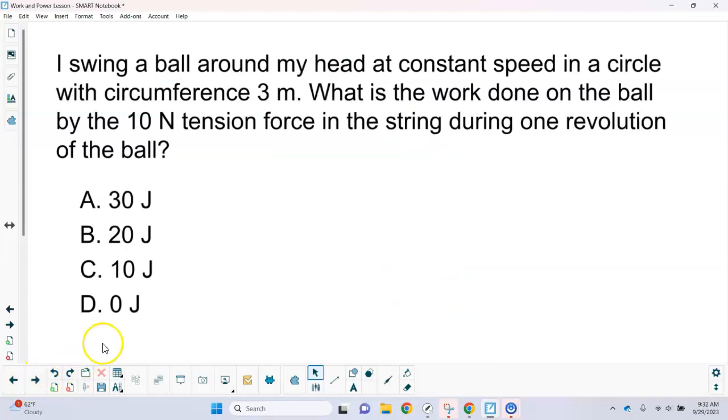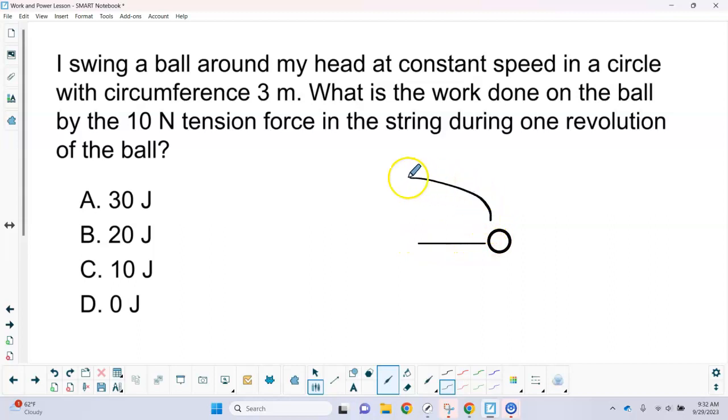Okay. So let's try another example. It says, I swing a ball around my head at a constant speed in a circle with a circumference of 3 meters. What is the work done on the ball by the 10 Newton tension force in the string during 1 revolution of the ball? So if I had a circle here for the ball, connected to a string, and it's going to go around in a circle 1 complete time, what's the work done?